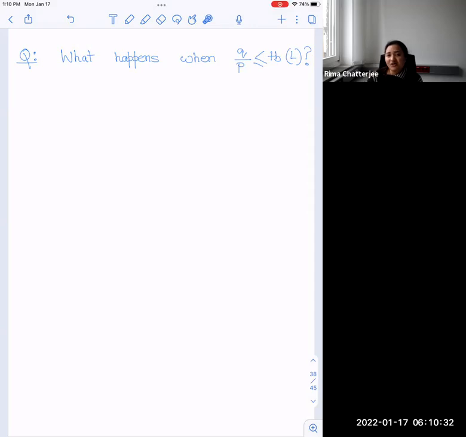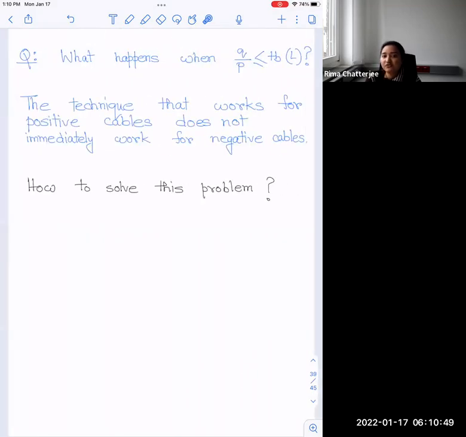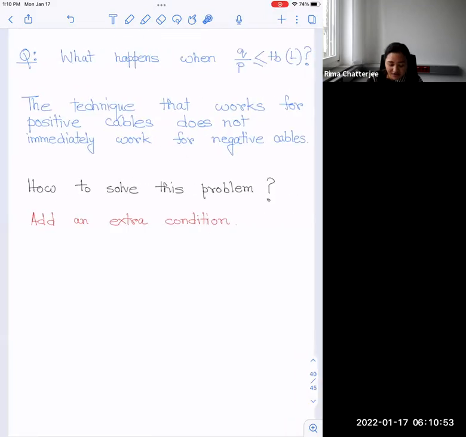So what happens then? The problem is that the technique we used for positive cables used the fact that P and Q are both positive. So for negative cables, that technique is not going to work. How are we going to solve this problem? Well, we will introduce an extra condition.